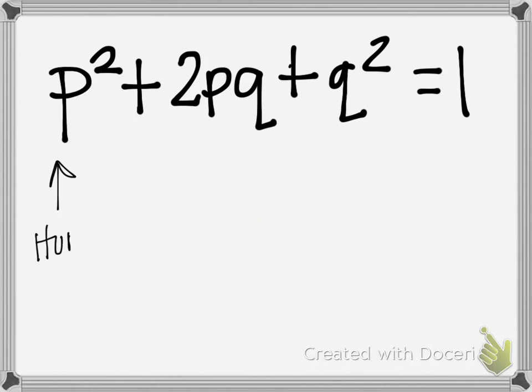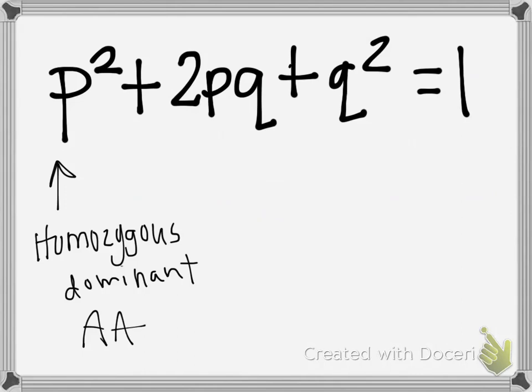Yeah, that's homozygous dominant. So that's someone that looks like this. Right? Okay, so 2pq would be heterozygous. Okay, and then the q squared is homozygous recessive, right? So if you took all the homozygous dominant people plus all the heterozygous people plus all the homozygous recessive, that's 100% of the population. That's everybody, right? You're either homozygous dominant, heterozygous, or homozygous recessive.